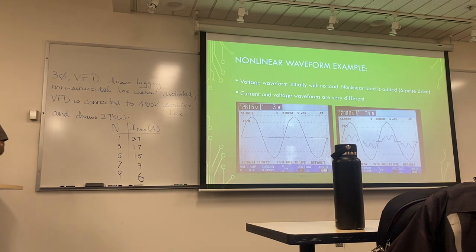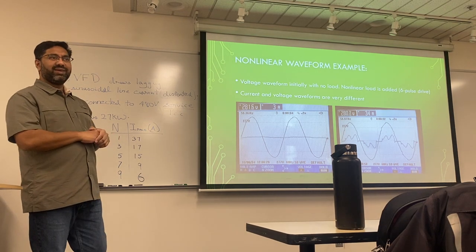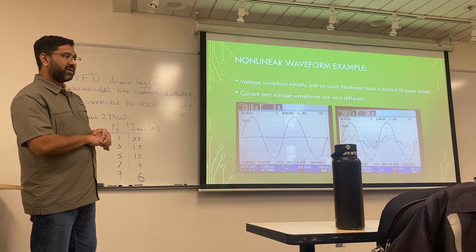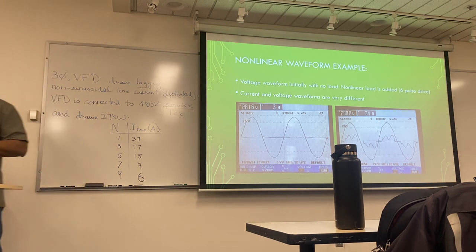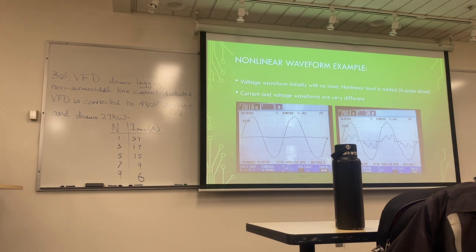Anyone want to take a guess what that load would be? Maybe the line of VFDs, like 20 of them. I don't know. Could it be a motor? Could be a motor, yeah.